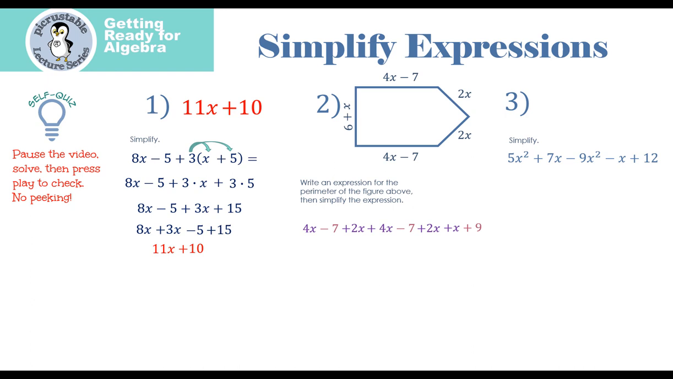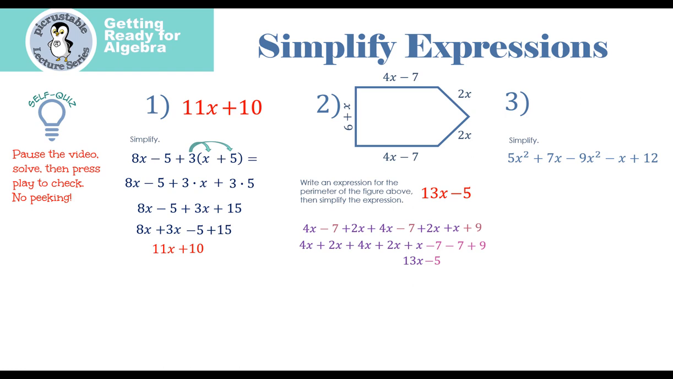Next, I'm going to collect like terms. So I'm going to have 4x plus 2x plus 4x plus 2x plus x. Minus 7 plus 9. All right. 4x plus 2x plus 4x plus 2x plus x is 13x. Minus 7 plus 9 is plus 2. 13x plus 2 is the expression for the perimeter of the figure.